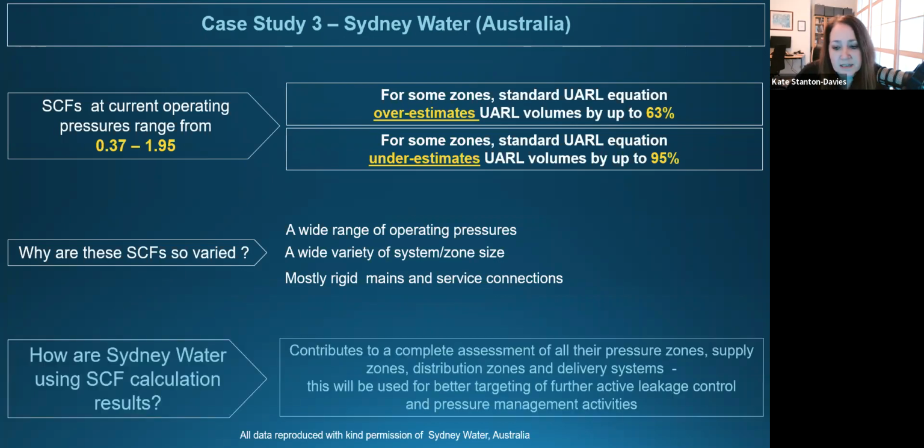Sydney Water are using these calculations to contribute to their complete assessment of all their pressure zones, supply zones, distribution zones, and delivery systems. And this is going to help them with better targeting of active leakage control activities and pressure management activities.